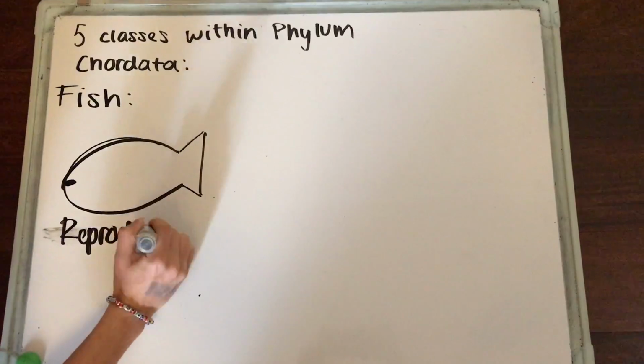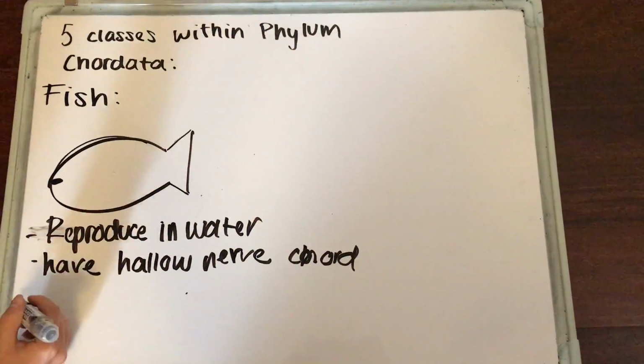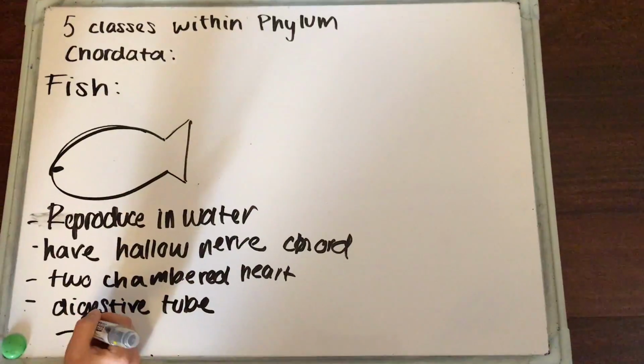Fish reproduce in water, have a hollow nerve cord and a 2-chambered heart. They have a digestive tube and a post-anal tail.